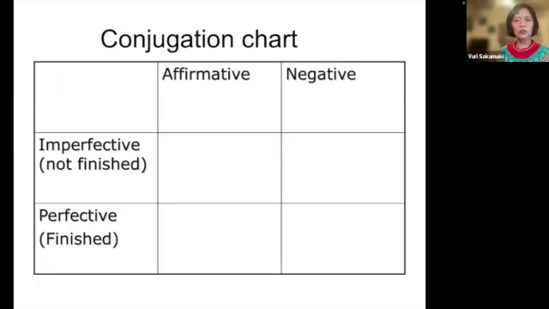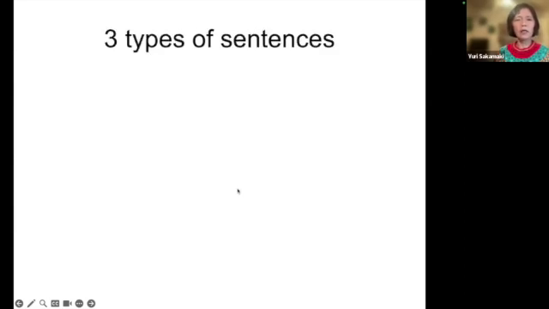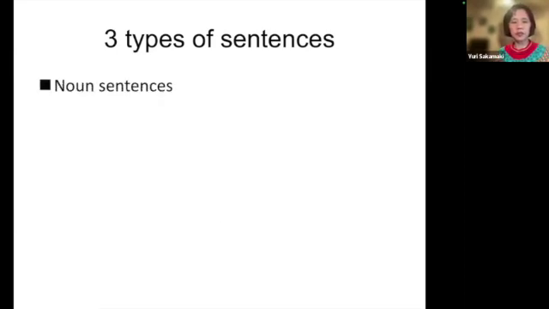The way sentences change, we call it conjugation. It just means changes. The chart would have 4 boxes: one for not finished and finished, and the other for affirmative and negative. And in addition to these small pieces of knowledge in grammar, I want to talk to you about 3 types of sentences.